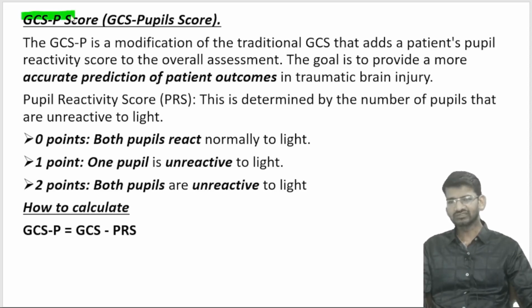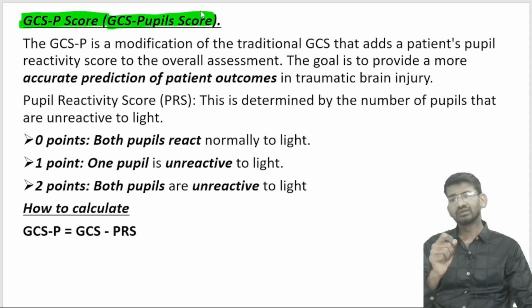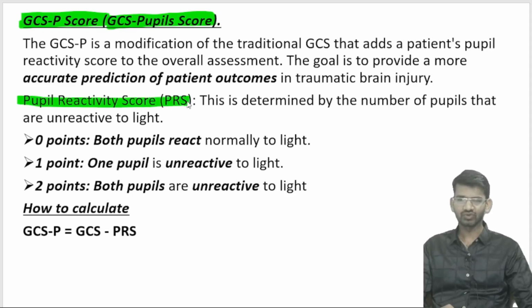Even NORCET is much interested in asking questions on this GCS-P score, or Glasgow Coma Scale Pupils, or Glasgow Coma Pupil Scale. The P indicates pupillary reactivity. Along with GCS, that is EVM, we also record the pupil reaction to light. That is called the pupillary reactivity score or pupil reaction to light.